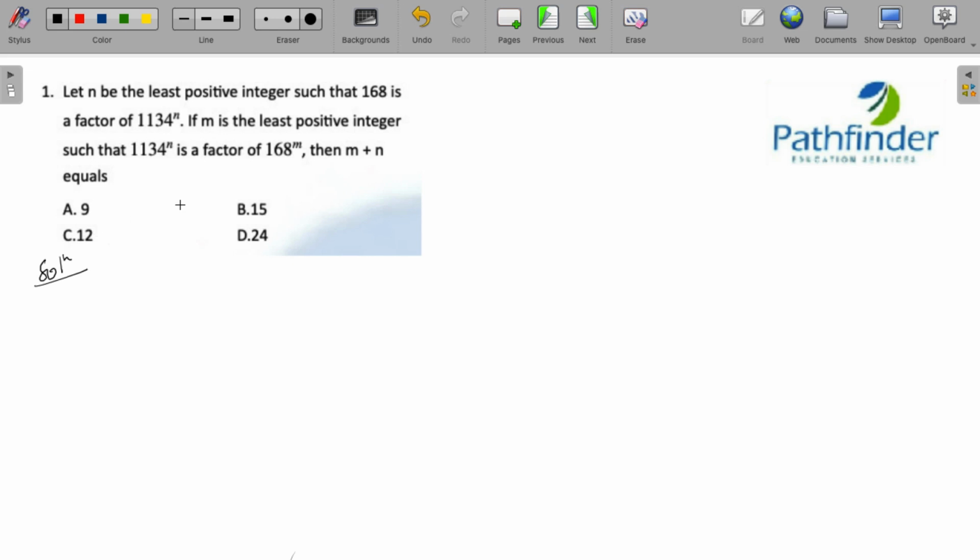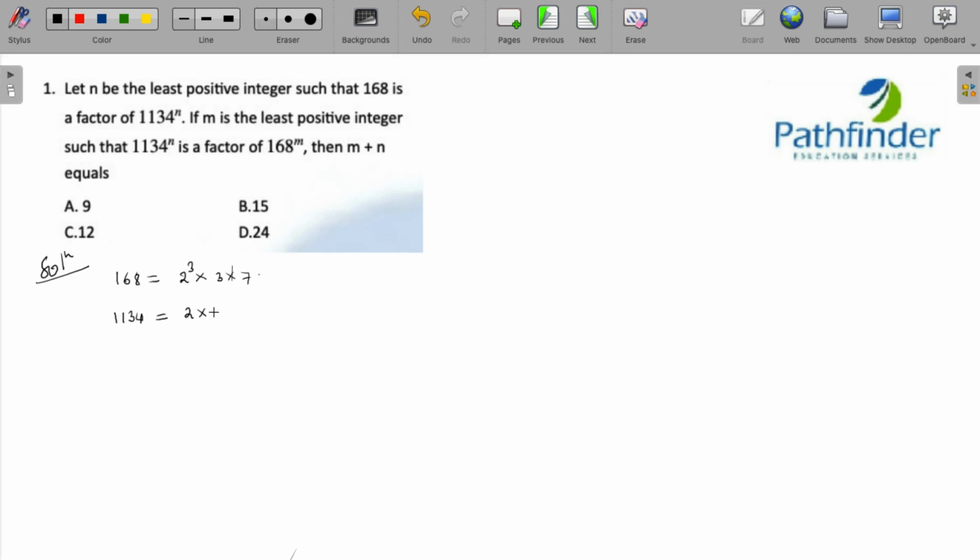So this is actually a very simple question. All it needs is you need to be able to prime factorize the two numbers. So we have 168 here is equal to 2 cube multiplied by 3 multiplied by 7, and when you prime factorize 1134 you get 2 multiplied by 3 to the power of 4 and multiplied by 7.